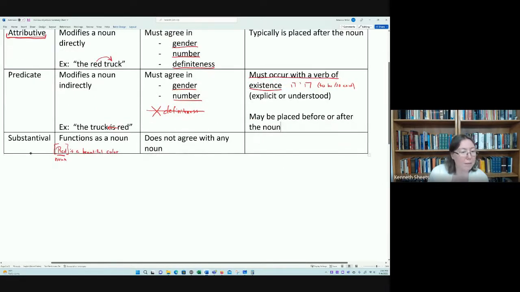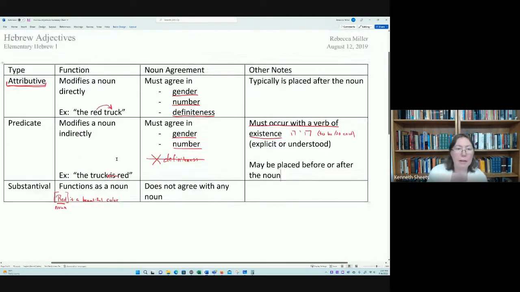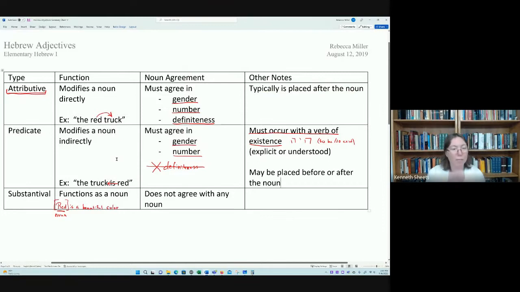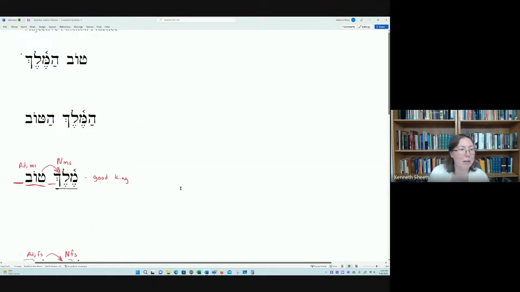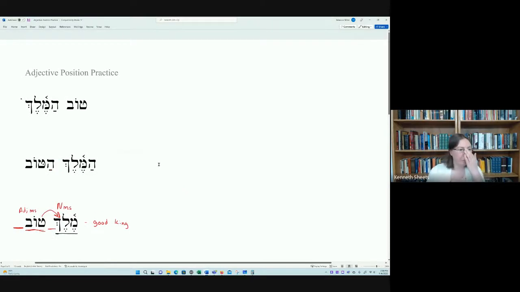And then we also have substantival adjectives, which, because of the fact that these adjectives are not modifying the noun but are themselves functioning as the noun, don't agree with any noun in terms of gender, number, definiteness. Now, how does all this work? So glad you asked that question. Let me come back over here to this particular chart.